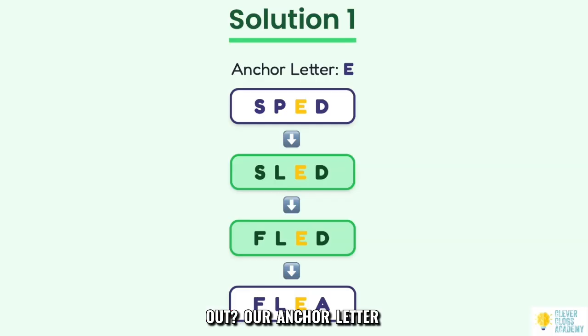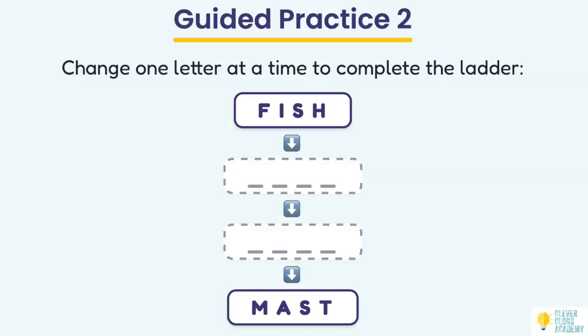Did you figure it out? Our anchor letter is E. First we change the P in sped to an L to make sled. Then we change the S to an F to make fled. Finally we swap the D for an A to make flee. A perfect stairway. Let's try another one.